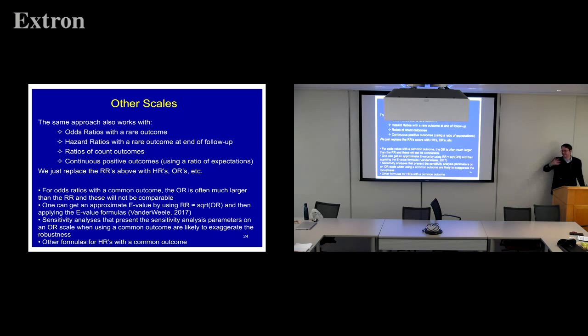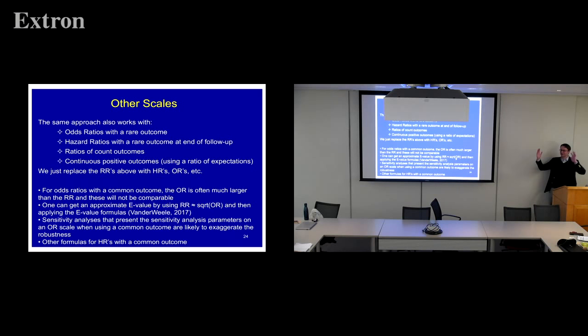For odds ratios with a common outcome, those tend to vastly exaggerate risk ratios. And I've shown in some recent work that in many cases the odds ratio ends up being approximately the square of the risk ratio. So as an approximate conversion to get from the odds ratio to the risk ratio, one can take the square root of the odds ratio.